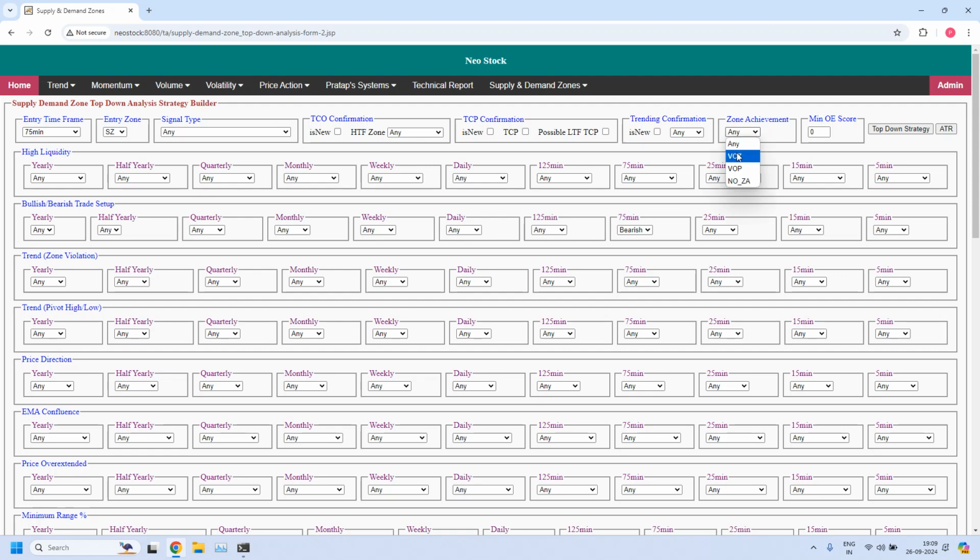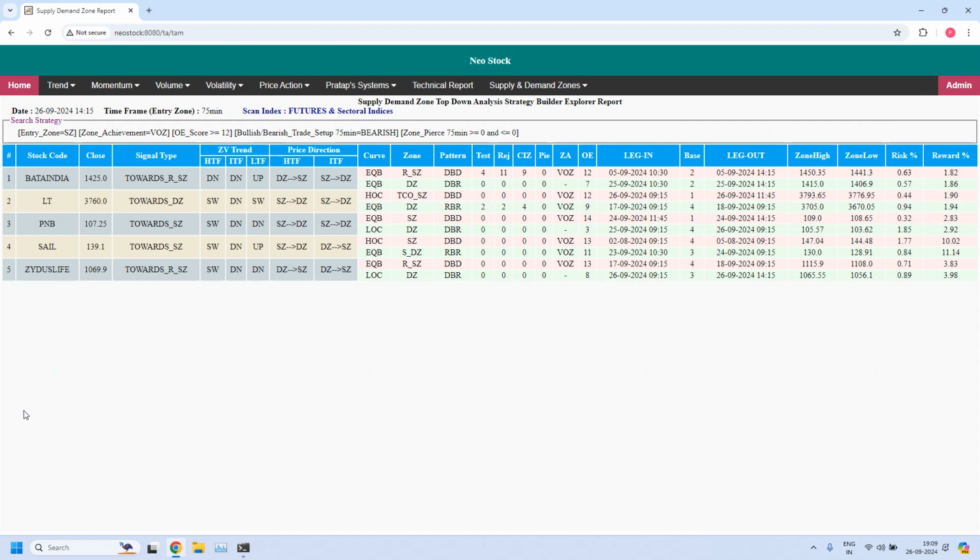Zone achievement should be violated opposing zone, minimum odd and enhanced score should be 12. All the three filters are applied to the 75 minute supply zone. Now let's verify. 5 stocks are filtered, and all these 5 stocks are currently supporting the bearish trade setup for weekly income trade, that is entry time frame 75 minutes.